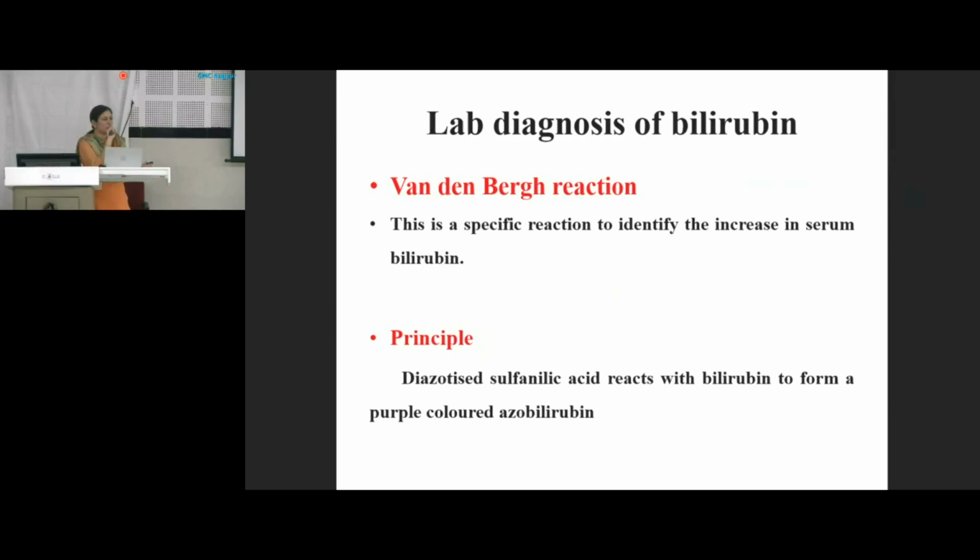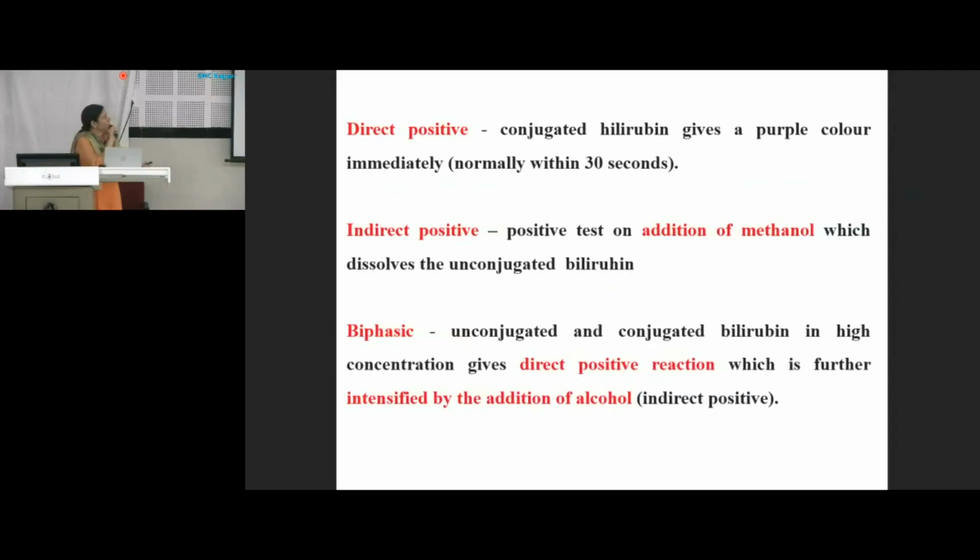But if it is unconjugated hyperbilirubinemia, there should be the addition of some accelerator like caffeine or methanol into the test, which will solubilize this unconjugated bilirubin, and now bilirubin will give the test positive. That is Van den Bergh's reaction. So it is called as indirect positive. While in case of hepatic jaundice or hepatocellular jaundice, as both the types of bilirubin are increased, that is conjugated and unconjugated, it is biphasic. That is, it gives direct as well as indirect bilirubin positive. You can see here direct positive, indirect positive, and biphasic, where unconjugated and conjugated bilirubin is high, gives direct positive reaction, and this color is intensified by the addition of methanol, which is indirect positive.